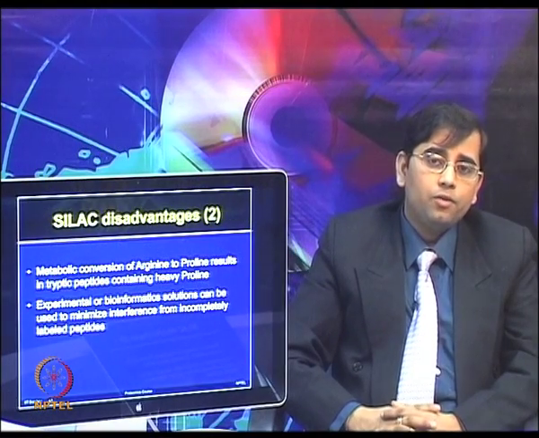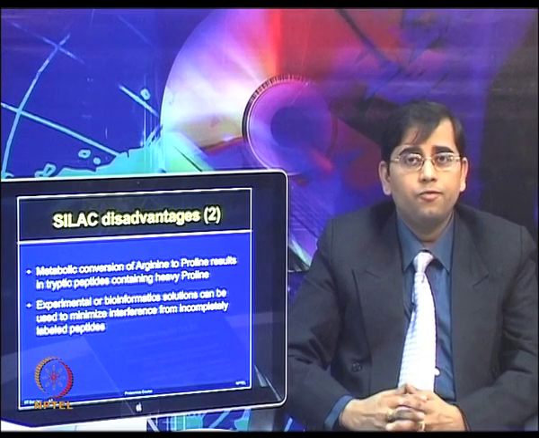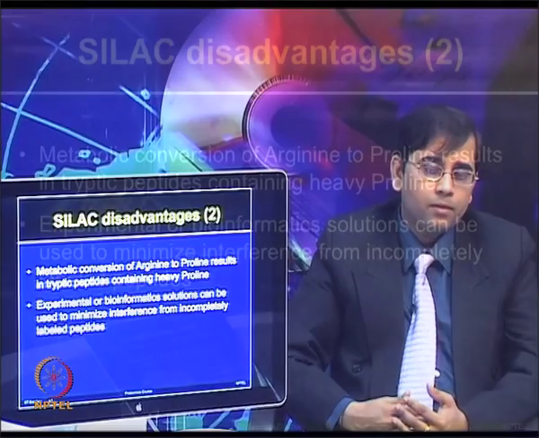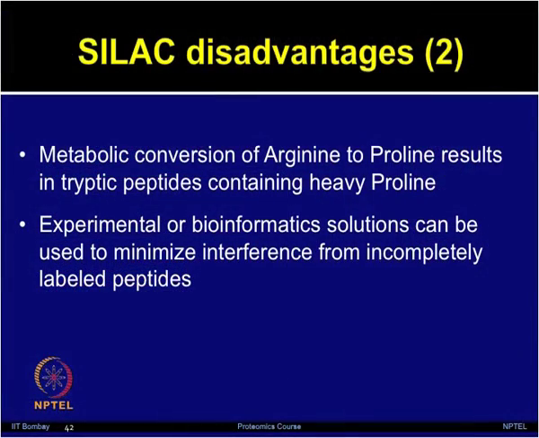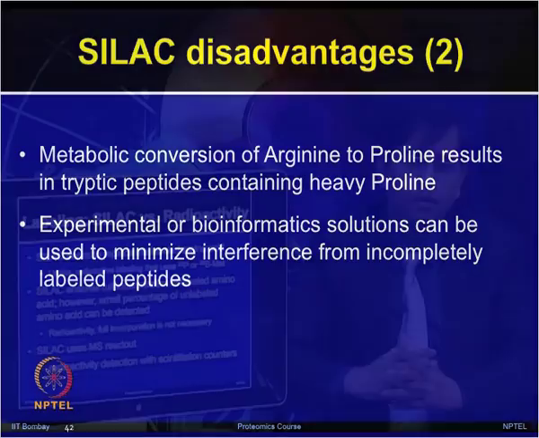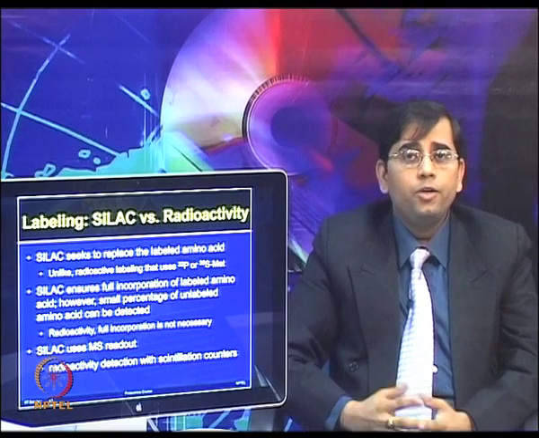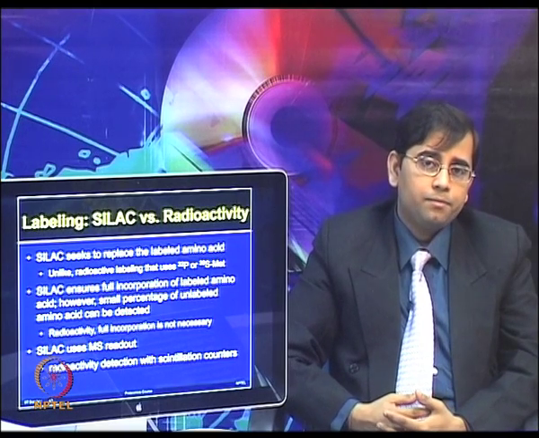The metabolic conversion of arginine to proline is one of the commonly observed issues in SILAC experiments, which results in tryptic peptides containing heavy prolines. Now, there are various experimental or bioinformatics solutions in place which can be used to reduce the interference from incompletely labeled peptides. So, let us discuss how SILAC compares with the radioactivity labeling methods.